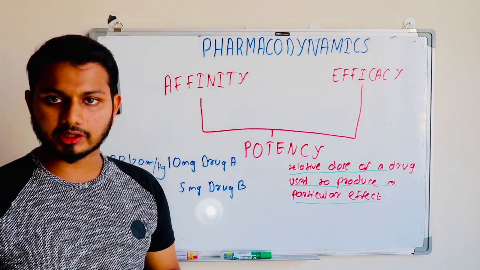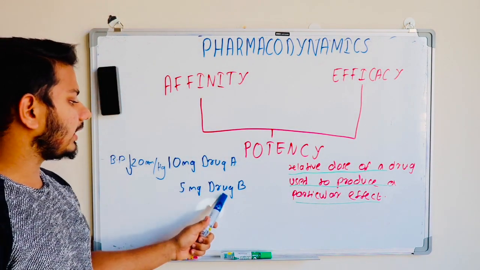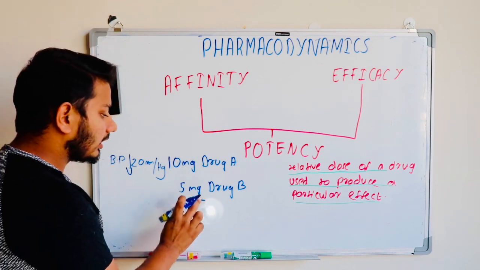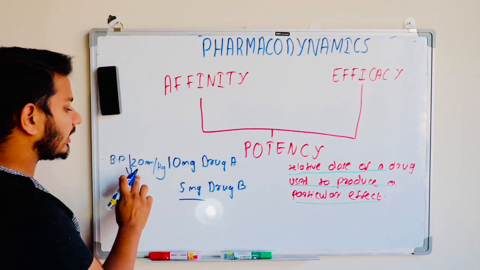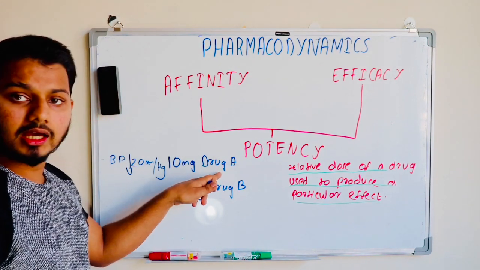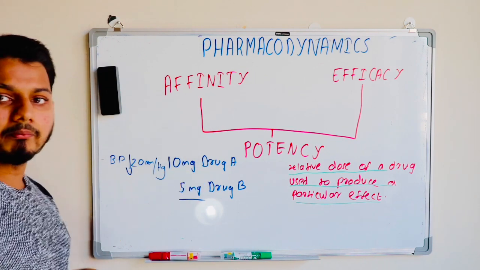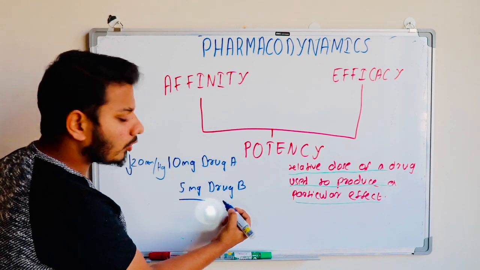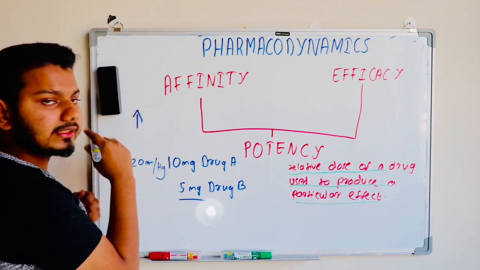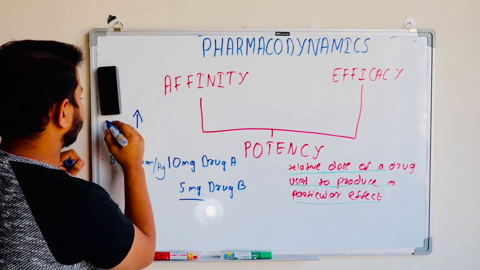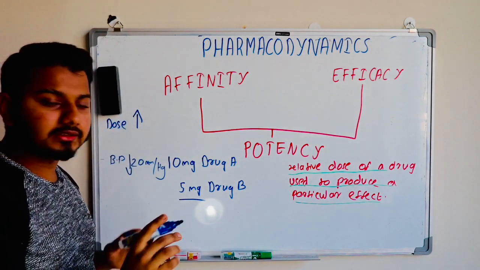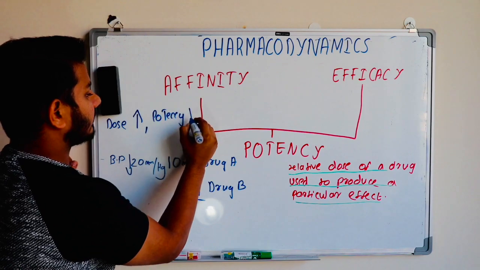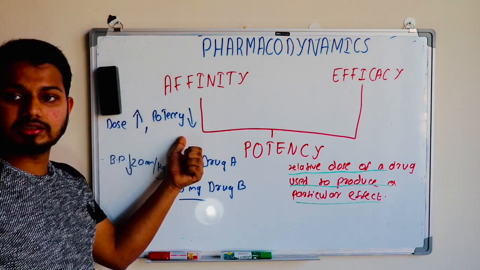So which drug is more potent? Obviously drug B is more potent because it requires a lower dose. Only 5 mg of the drug is required to reduce 20 mm Hg, whereas drug A requires 10 mg to reduce 20 mm Hg. So drug B is more potent. As dose increases, the potency decreases.